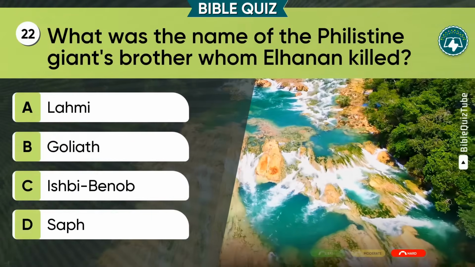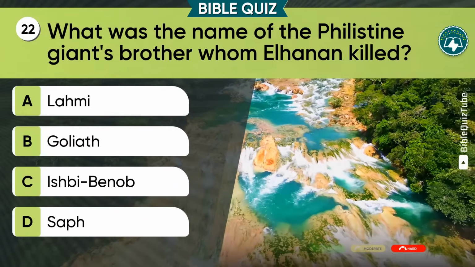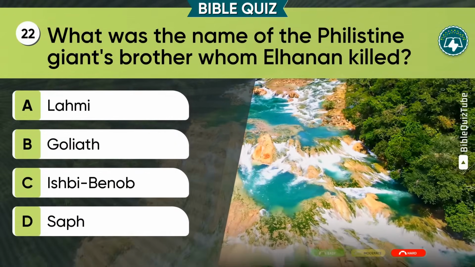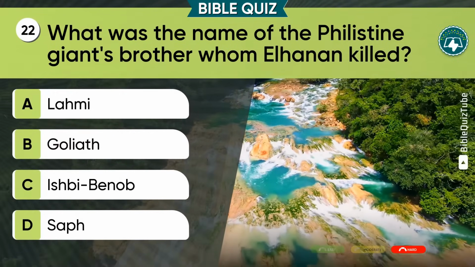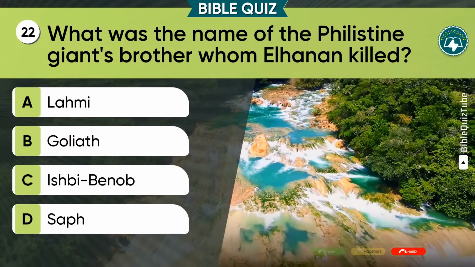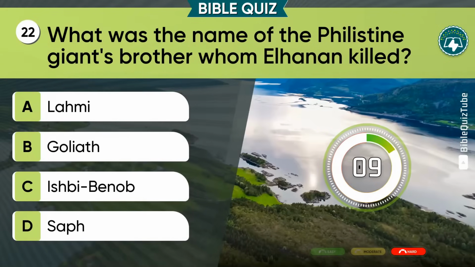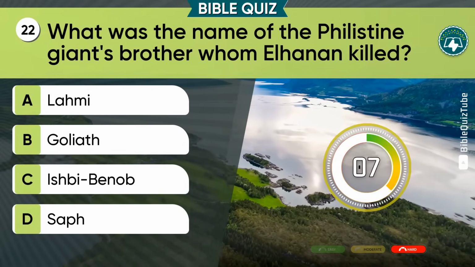Question 22. What was the name of the Philistine giant's brother whom Elhanan killed? A. Lami, B. Goliath, C. Ishbi-Benob, D. Saph.